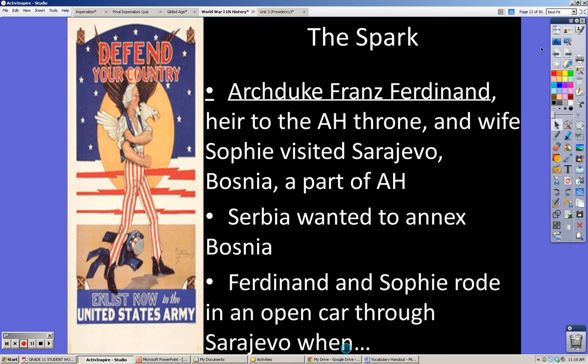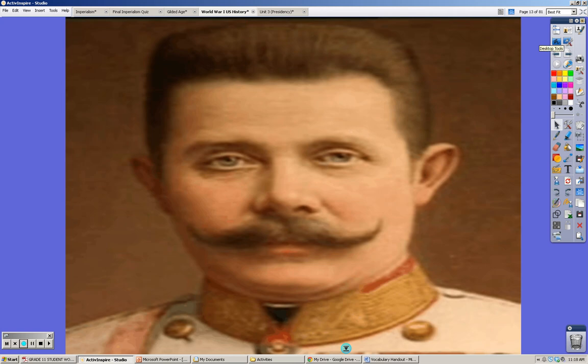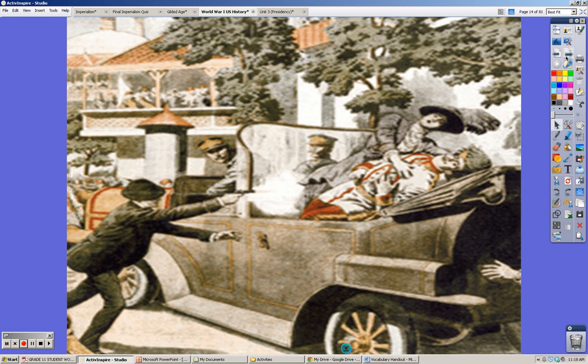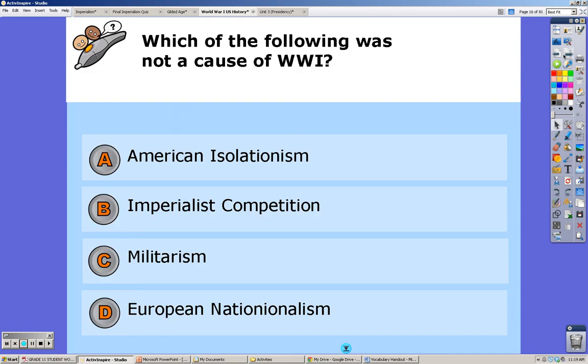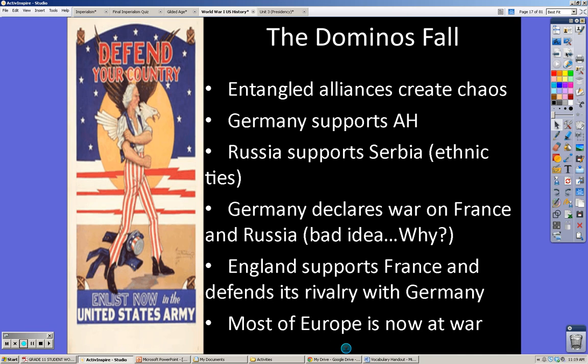So Ferdinand and Sophie rode an open car through Sarajevo. This is a picture of the Archduke when he's assassinated by a man named Gavrilo Princip, and he's a member of an organization called the Black Hand. And it's just a socialist group that wanted to kind of prove their point, and that they did not want to be a part of the Austro-Hungarian Empire. They wanted to be a part of their own country, and they wanted them out. So he gets assassinated, and then the police capture Gavrilo Princip, and he's basically killed in jail. He dies of hunger because he's not fed.